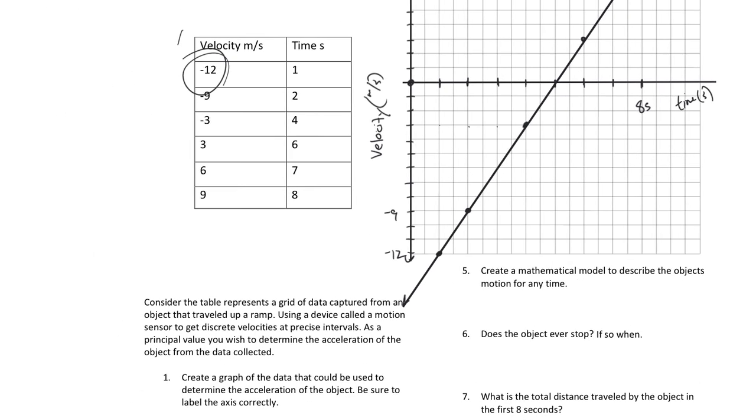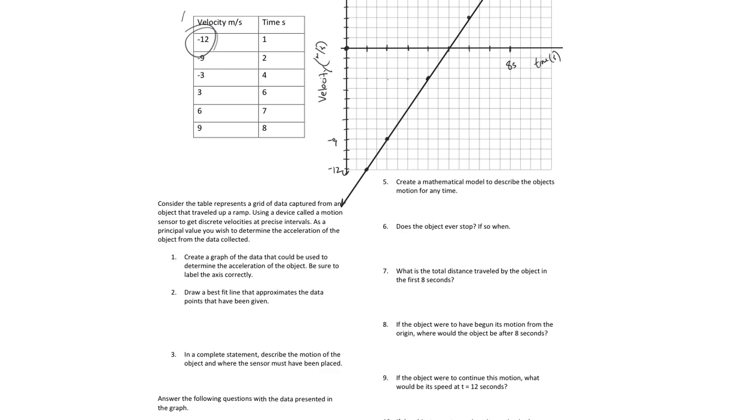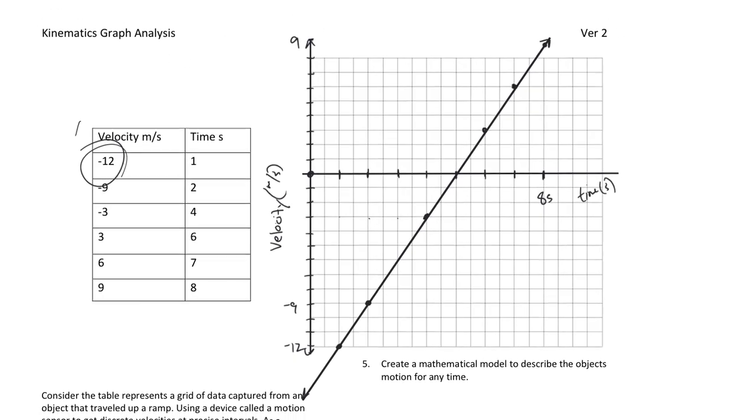So let's see what the questions have. Create a graph, did that, draw a best fit line, did that. In a complete sentence, describe the motion of the object and where the sensor must have been placed. This object travels with a negative velocity first and then a positive velocity. So it had to be traveling towards the detector while coming to rest and then away from the detector. So I think the detector was placed on the high side of the ramp and the object was placed pretty far away, since it traveled so much further, and then traveled towards the detector before stopping, turning around and coming back. Make sense? I think 1 or 2 sentences is probably sufficient.